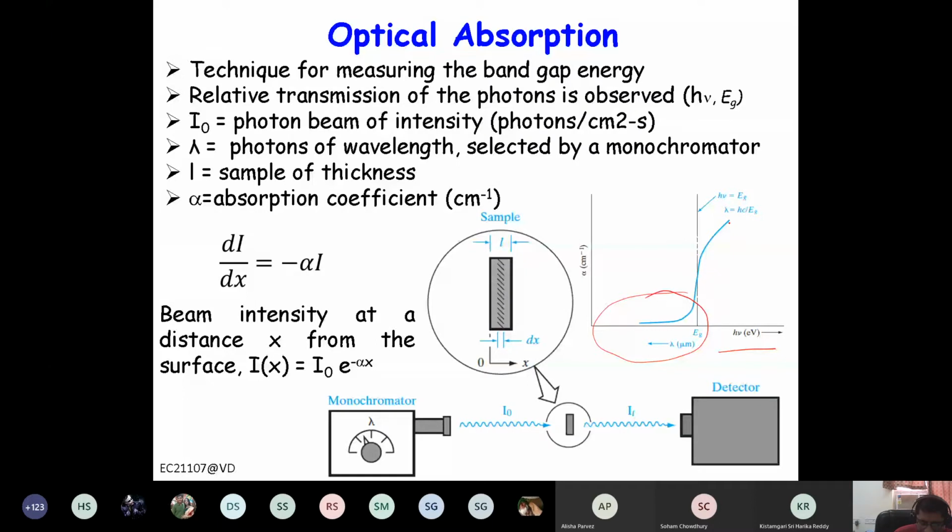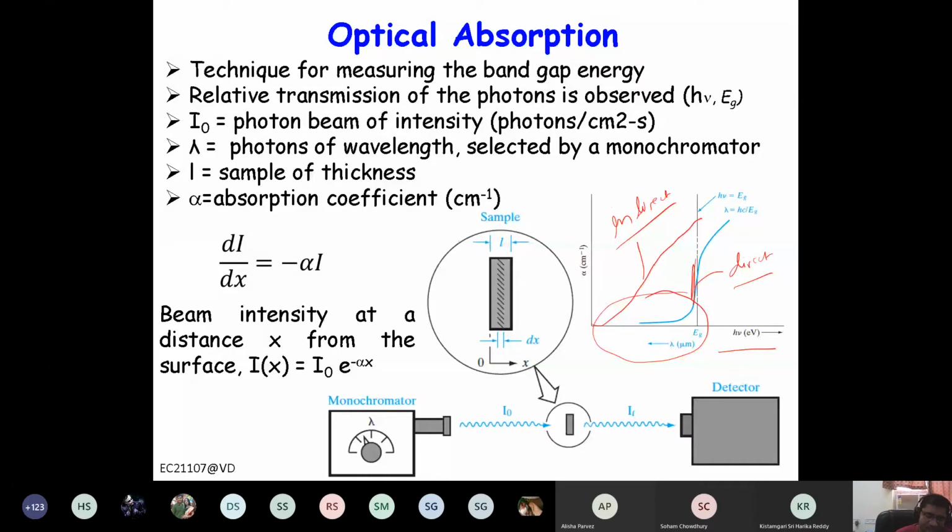Sometimes it may not be so sharp. For some cases, the curve may be more gradual, right? This is due to the difference in the materials. Where the curve is sharp, they are called direct band gap, right? Where the curve is gradual, they are called indirect band gap. Please remember this term, and we will discuss more about these two types of semiconductor in coming slides.